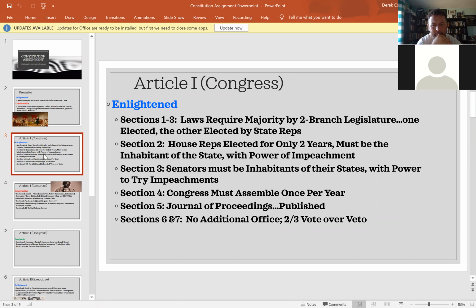And then Sections 6 and 7: no additional office. You can't have conflicts of interest. You can't be a House rep and also sit on the Supreme Court. Technically you could under England. And so now you can only have one office at a time and avoid the ability to take advantage of one office to enrich yourself through the other or empower yourself.